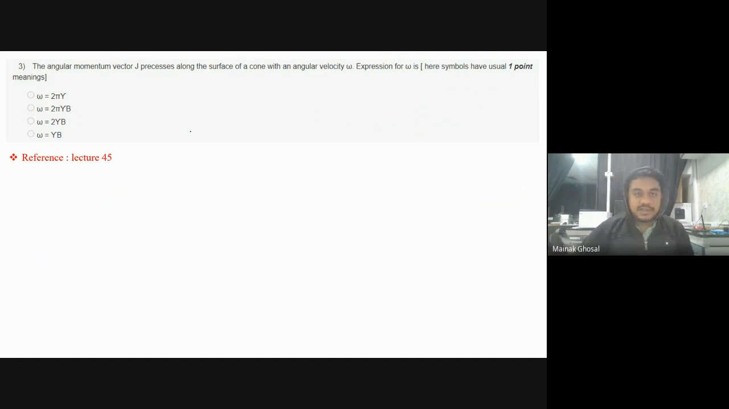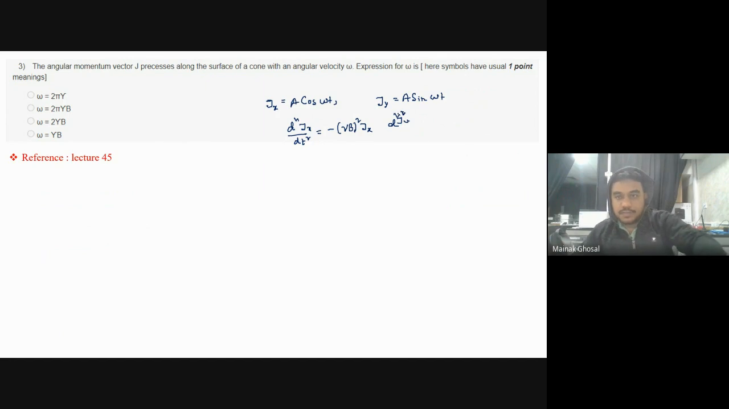For this angular momentum vector J, one can easily get that if Jx is considered as a cos ωt, and Jy is considered as a sin ωt, then d²Jx by dt² you can get just by substituting it. Similarly d²Jy by dt², if you go through it, will also give you this one.